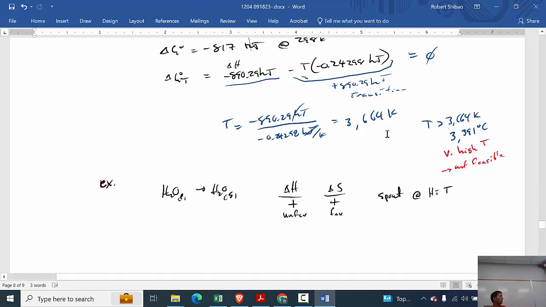And so at 290 Kelvin, does H2O liquid spontaneously boil to gas? No. And so let's go ahead and take a look at the data for this.